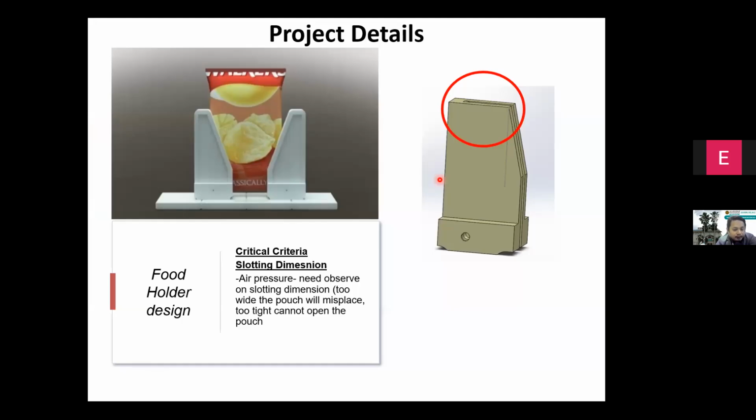Also, the other criterion that we have to consider is the slotting dimension. If you can see the red circle here, this is the slotting dimension. So the slotting here is also very important. If the slotting is too wide, the pouch will eventually be misplaced when the process of blowing the pouch takes place. And if it is too tight, then the pouch cannot be opened. This is also very critical. So we actually need to have a specific dimension for every food packaging or pouch.